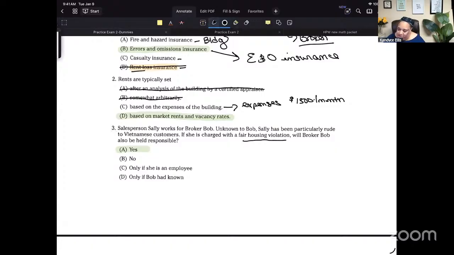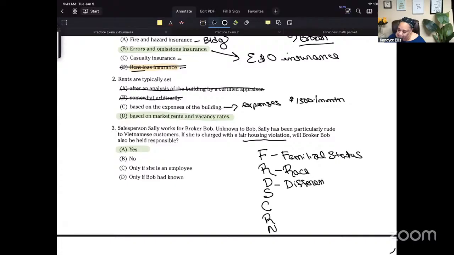And we know our protected classes are Fred's Corn, right? We got familial status. Race, disability or differently abled. Sex, color, religion, or national origin. There we go. Fred's Corn.